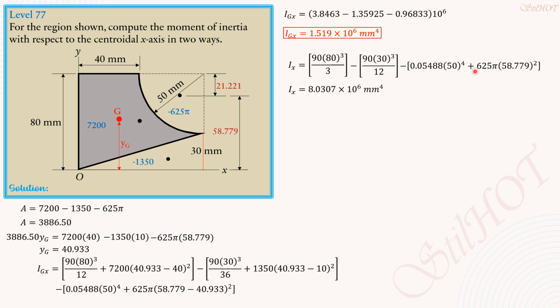So we now combine the values. Then equate this to IGX plus area YG square. So Ix equals Igx plus area Yg squared. Ix is 8.0307 times 10 to the 6. Igx then plus area 3886.5 times Yg 40.933 squared. Solving for Igx, it should be equal to 1.519 times 10 to the 6 mm to the 4th. So that's it.